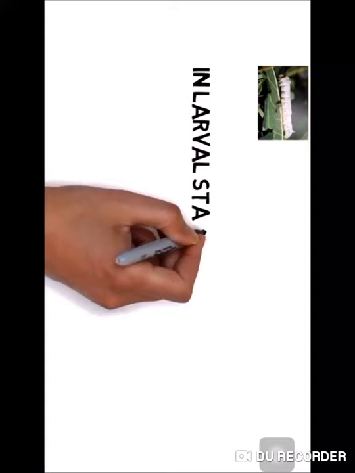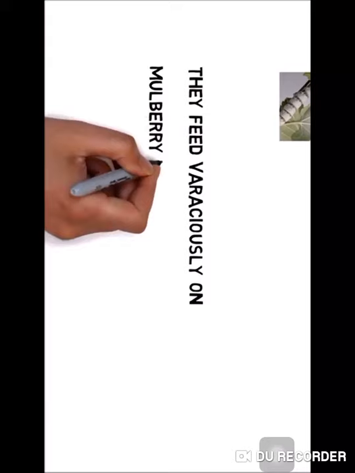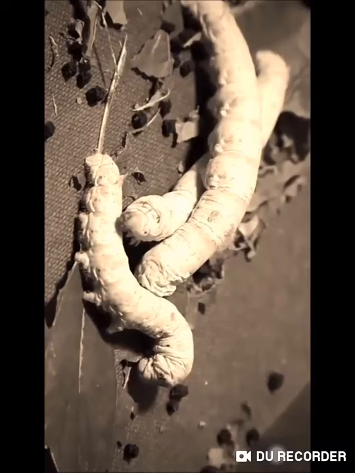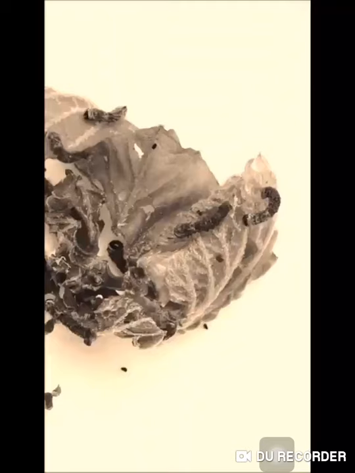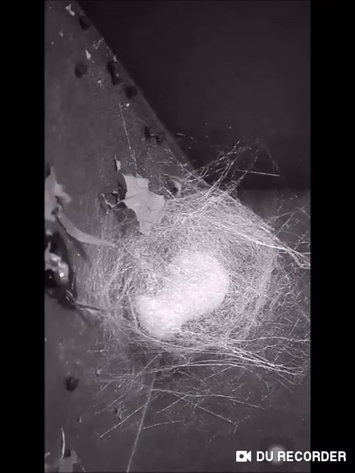In the larval stage, a silkworm passes through 5 instars or 5 different stages. Silkworms feed voraciously on mulberry leaves. They eat a lot and grow rapidly at this stage. So, this stage is also known as the active feeding stage. In the 5th instar, the silkworm starts forming a case around its body. The outer case is also known as the cocoon. It is the raw material to obtain silk.